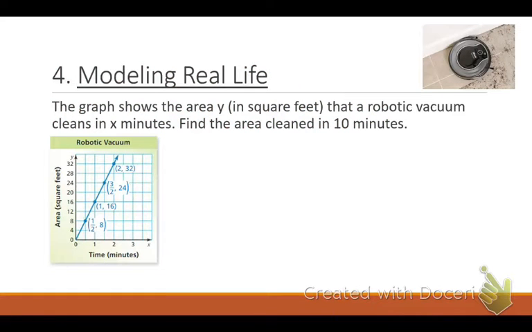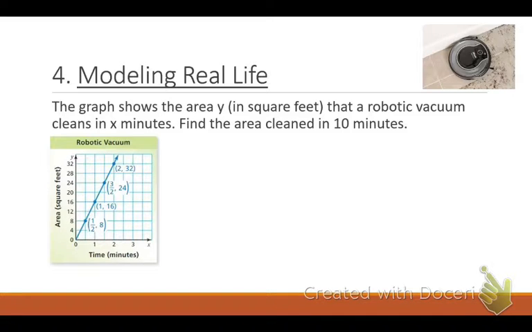Okay, so for this last problem, we've got modeling real life. It says the graph shows the area of y in square feet that a robotic vacuum cleans in x minutes. How many of you would say you have one of these robotic vacuums at your house? Has it ever been stuck somewhere, like under the couch? Okay, well, this one is hopefully going to be working well.